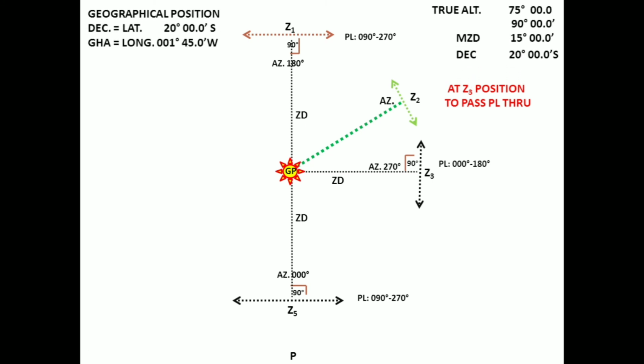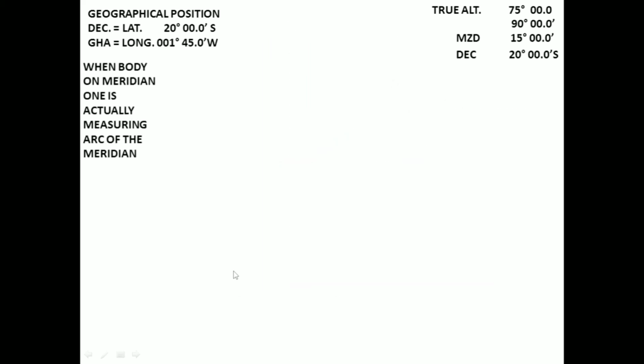So now this is your geographical position. We talked about the declination being the latitude and the longitude being the GHA. Now how has it become my latitude? If you look at it here, when the body is on the meridian, you are actually measuring what? You are measuring the arc of the meridian.